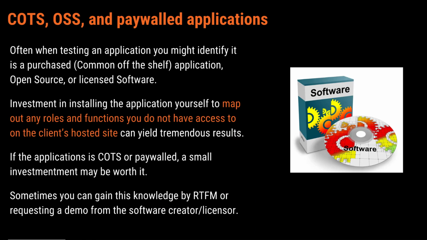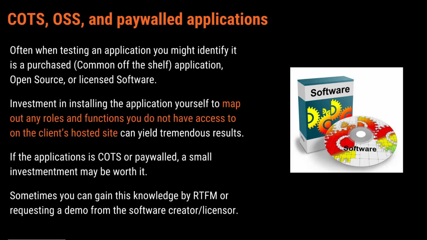So this tip has to do with applications that are maybe purchased or open source software or paywalled in some way. Now, if you find one of these applications and you're up against it when you're doing application testing, often you might identify this by the name of the application embedded in the source code or something like that. And if it's something that's purchased, like a COTS piece of software, commercial off the shelf, or an open source project or a licensed piece of software, a small investment into installing the application yourself so that you can map out roles and functions that you don't have access to on the client's hosted version of that application can really yield tremendous results.